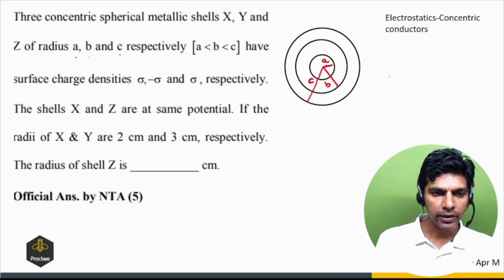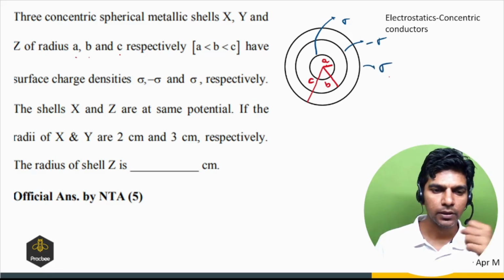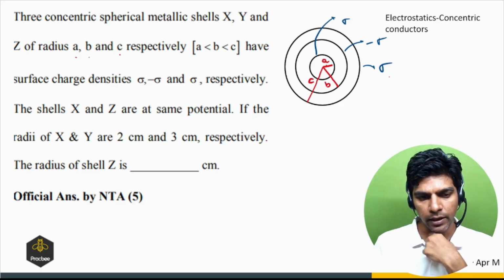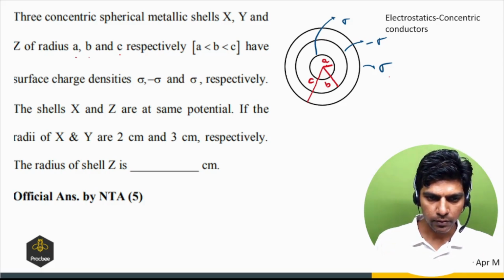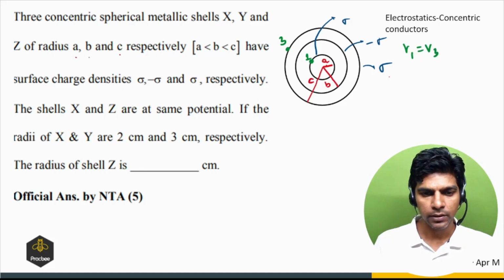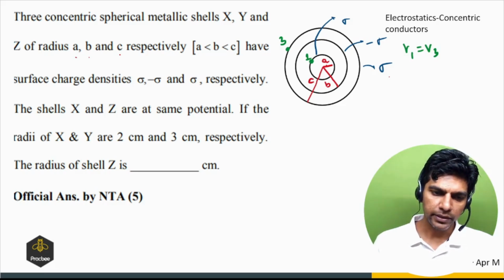And if you talk about the surface charge density, the inner sphere has a surface charge density sigma, the middle one is having minus sigma, and the outer one will be having sigma. The shells X and Z are at the same potential. So the potential of the innermost shell and the outermost shell are the same, 1 and 3. So we can say V1 is equal to V3. If the radii of X and Y are 2 and 3 centimeter respectively, find the radius of shell Z. So basically we have to compare the radius, right? Okay, right. So let us do that.